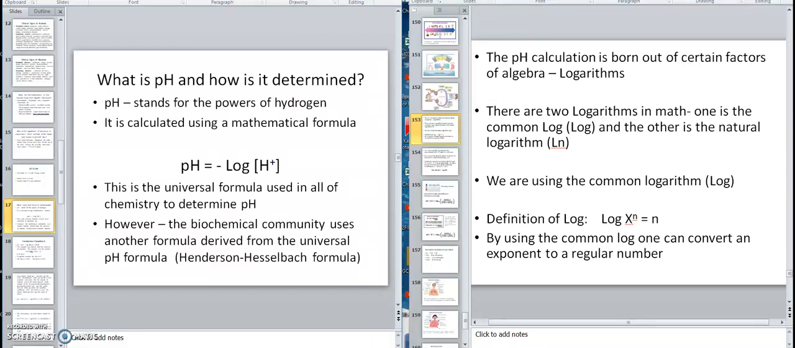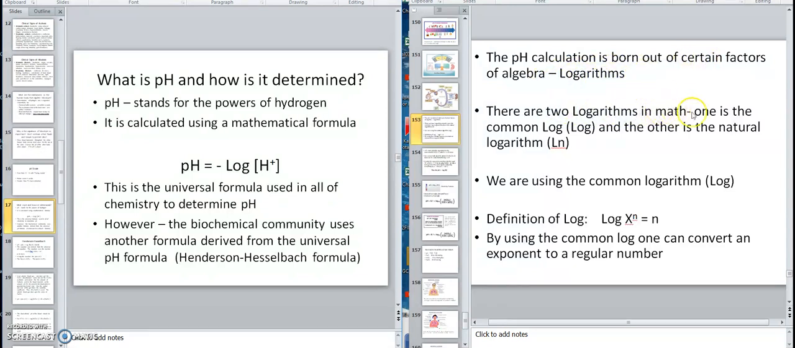Hi class, I decided to pull up something on pH, just to remind you what pH is about, and really what the logarithm is about. The pH gets born out of certain factors of algebra, logarithms.